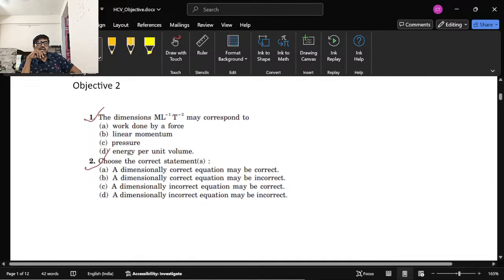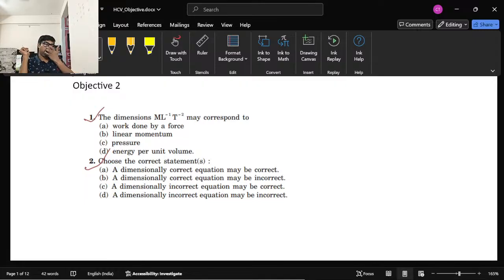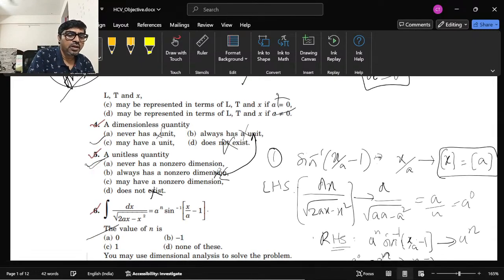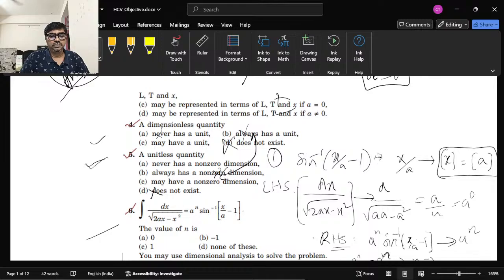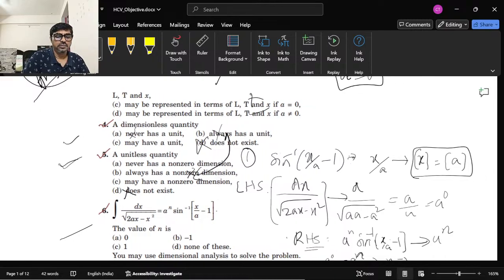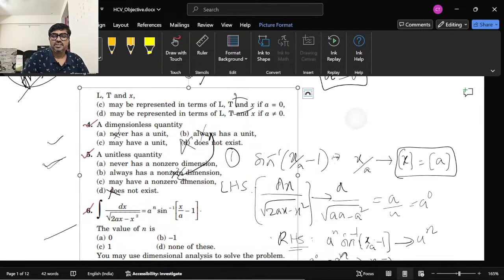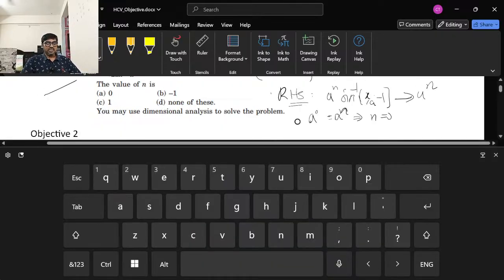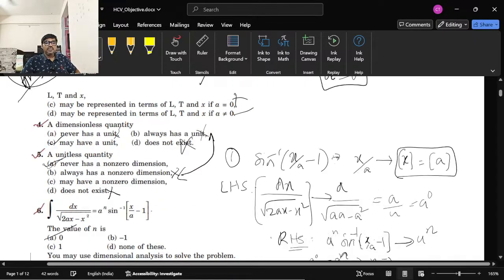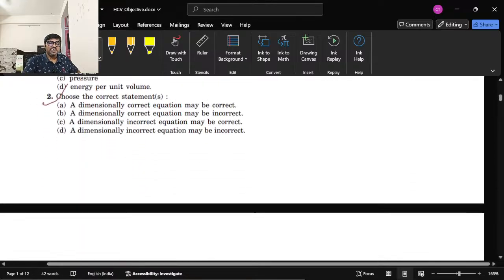The dimensions M L power minus 1 T power minus 2 may correspond to. Okay, this is basically, what happened? I think I have pressed on it. Something happened because of that. Okay, fine.